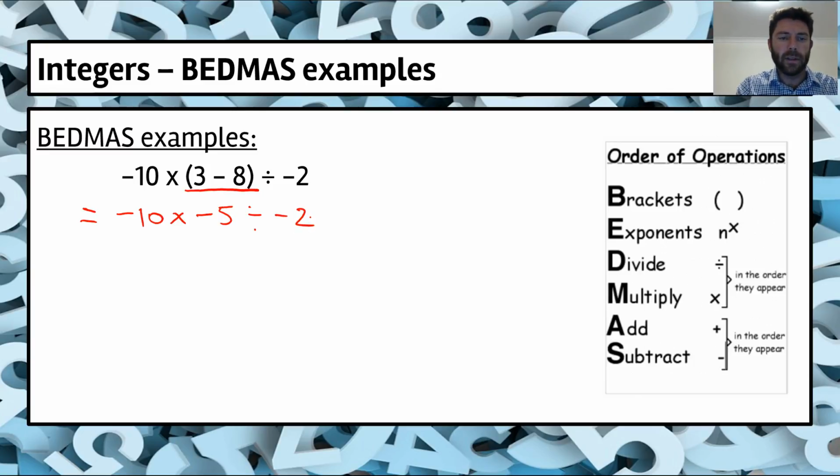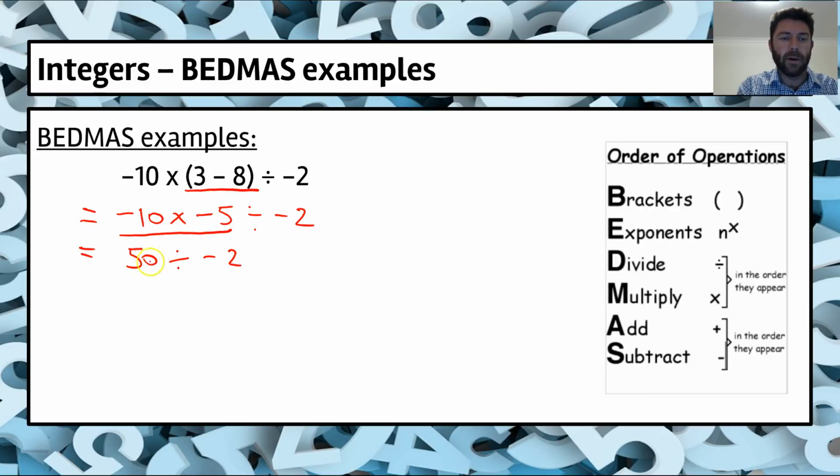Okay, let's move to the next line. Now, any brackets? No. Exponents? No. Multiplication, division? Yes. There's multiplication here, division here, so we're going to do them in the order they appear. All right, so we start with the left-hand side, so we've got minus 10 times minus 5. Well, from what we've learnt before, two minuses give our answer a positive, so we just multiply the two numbers together. 10 times 5, that gives me 50, and that's going to be divided by minus 2.